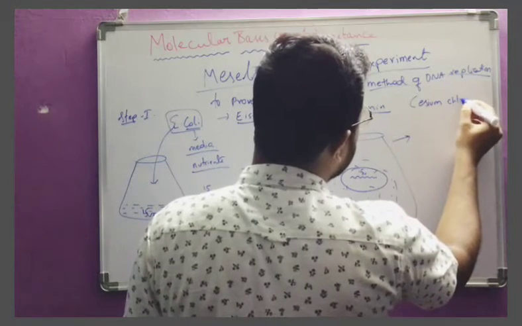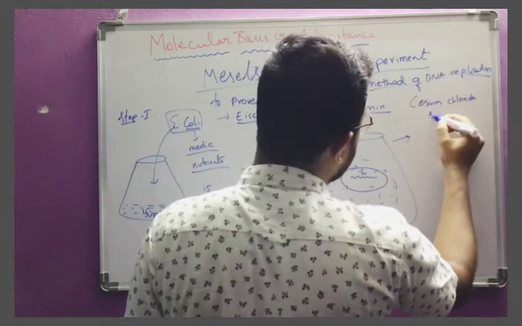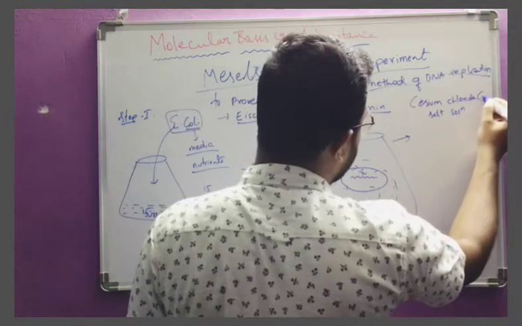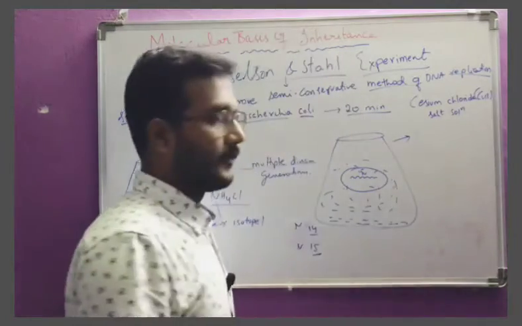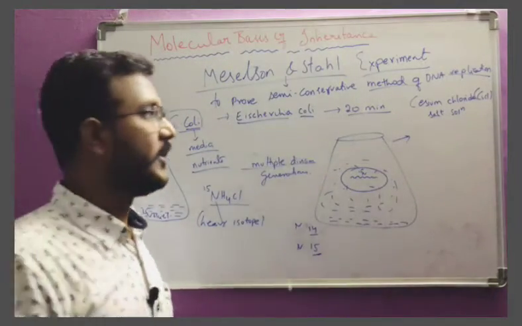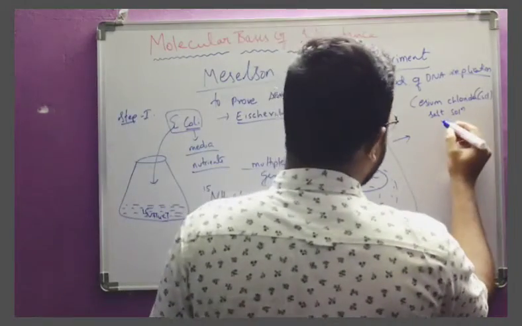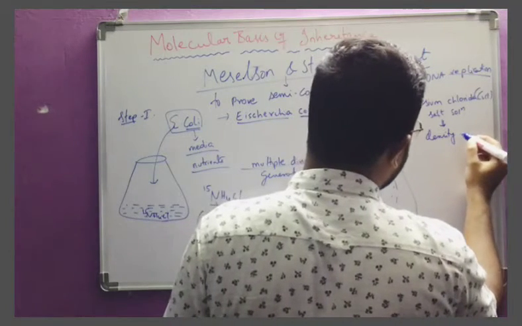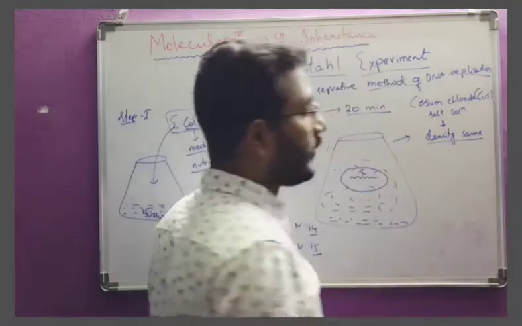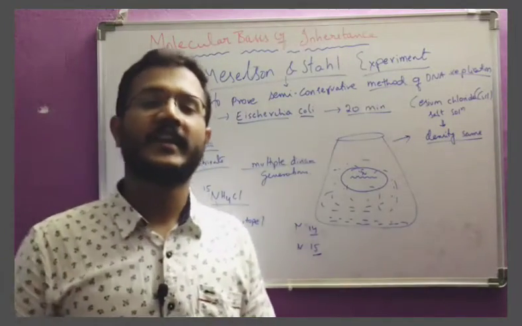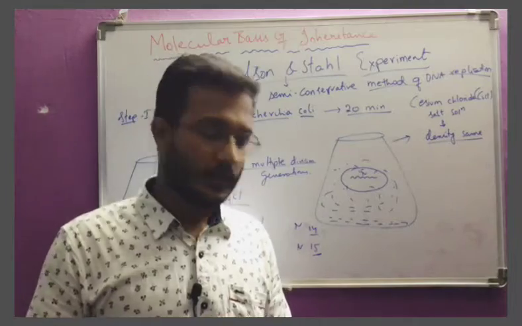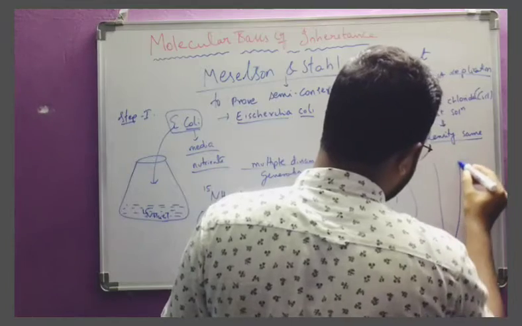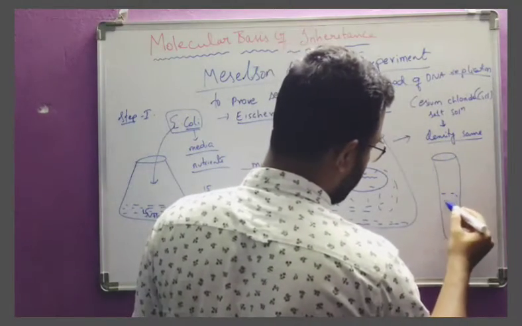They had taken a salt solution, cesium chloride, CsCl. So why they had taken this one? Because the density of DNA and the density of cesium chloride is the same. So they can create the density gradient easily when compared to the other salts. So they had taken cesium chloride, and they had filled the cesium chloride in the test tube.